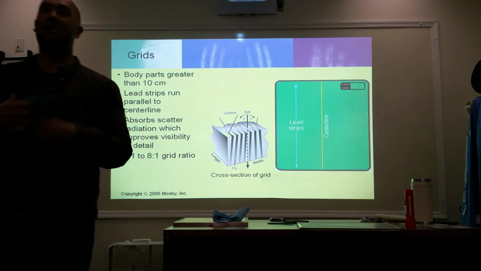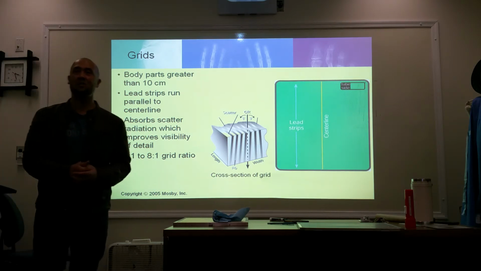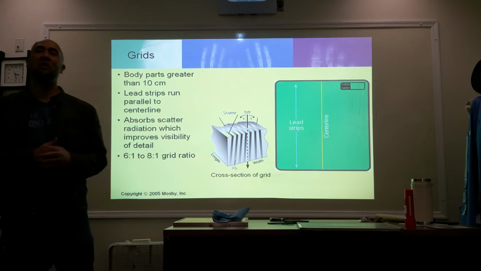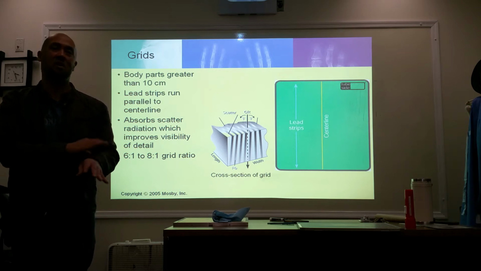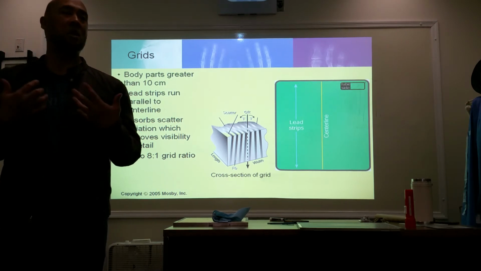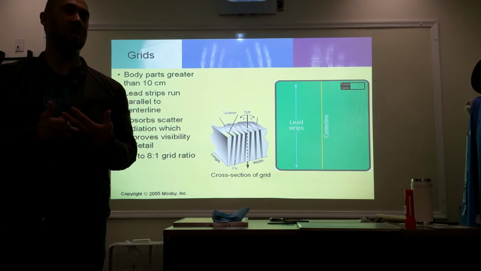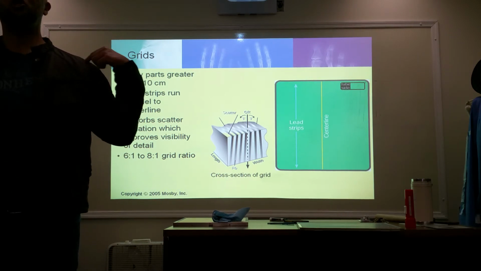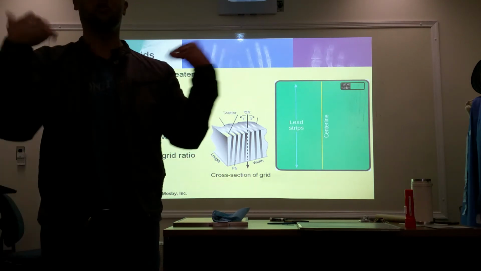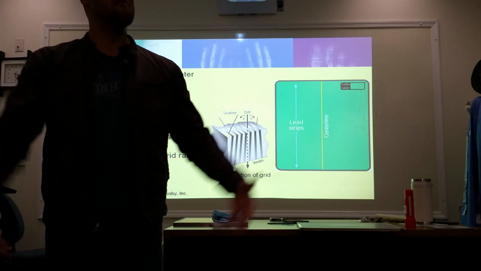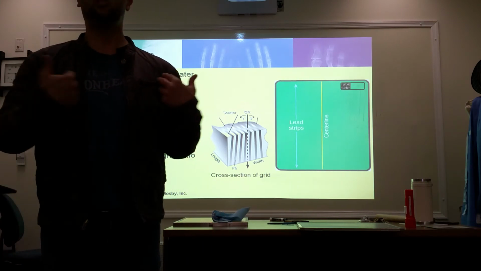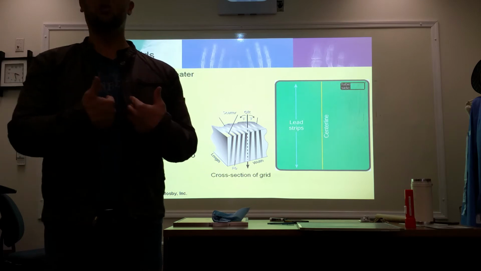Remember what I said. The thicker the object, the more dense the object, the more scattered radiation is going to be produced. So we wouldn't be using a grid for our hands, our wrists, our forearm, our elbow. We're talking about body parts that are greater than 10 centimeters in thickness, which means from your shoulders all the way down to your knees. So from your knee to your shoulders: knee, femur, hip, pelvis, lumbar, thoracic, ribs, chest, abdomen, shoulder.